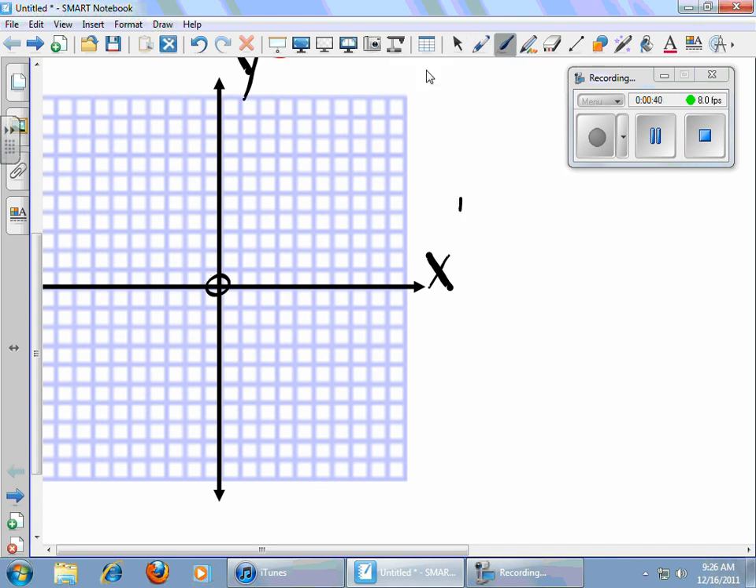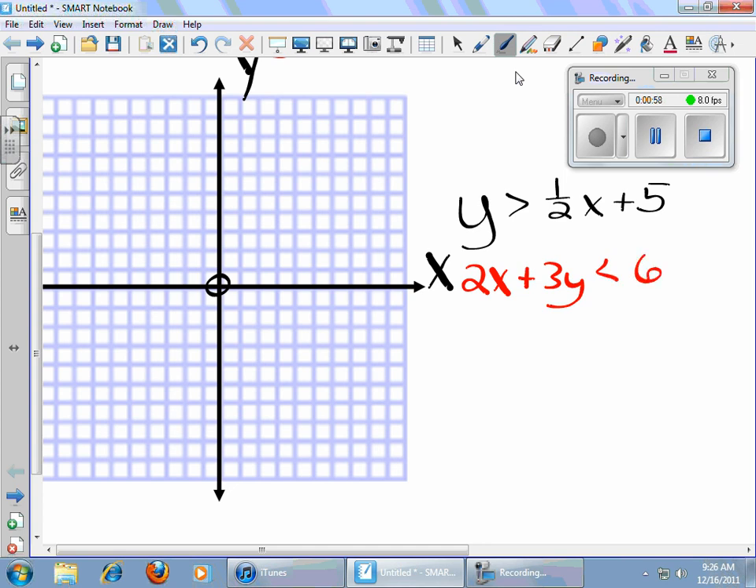We have y is greater than 1/2 x plus 5. And then the other inequality will be 2x plus 3y is less than 6. Okay. For the first one, I will plot my y-intercept. Remember, I pretend that these say equals in terms of graphing. I pretend that there's an equal sign here and here. There really isn't an equal sign there, and my graph will look different when there isn't, but for graphing purposes, I pretend it says equals.